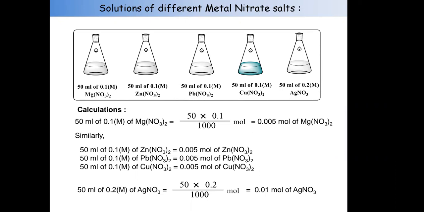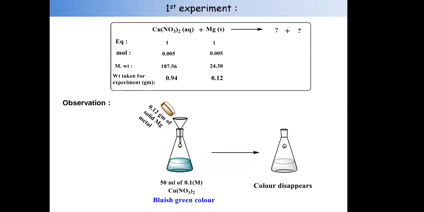As in case of silver nitrate, we have prepared a double strength solution. That is 50 ml 0.2, so the mole will also change. 50 into 0.2 divided by 1000, that is 0.01 among these 5. We calculated this mole amount. In our next slide, we commence our experiment. For our first experiment, we have chosen copper nitrate and magnesium solid.